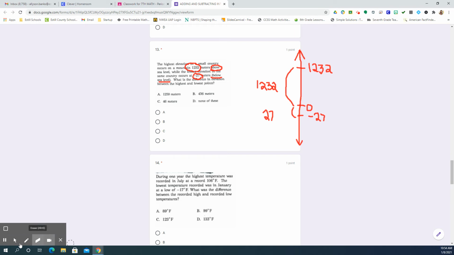Okay. So hopefully you know it's not 46 meters, because that's a whole lot bigger than 46 meters. And it probably isn't 456 meters either. So it's either going to be 1,259 meters or none of these. So you can narrow it down to two choices.